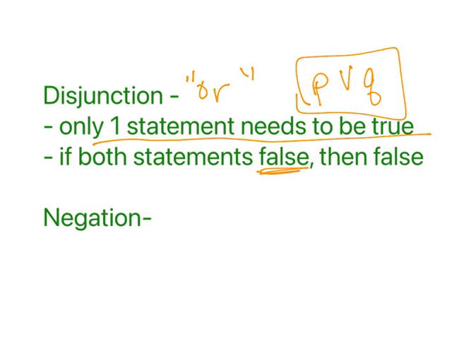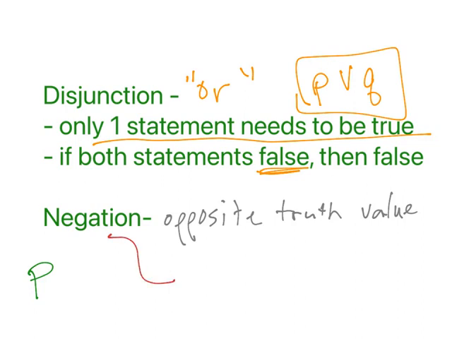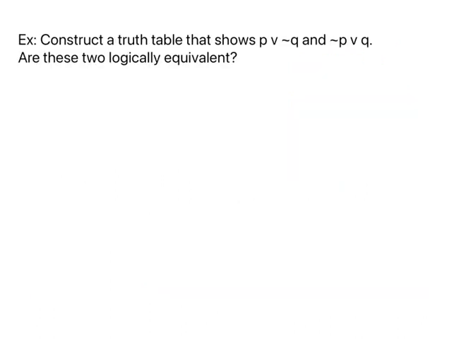Now, a negation simply means the opposite truth value. So if you're given statement P, then the negation of that is not P. We use this squiggly to show negation. Let's construct a truth table that shows P or not Q, and not P or Q. Are these two things logically equivalent? Logically equivalent means the lines in the truth table, as they go down, are exactly the same.